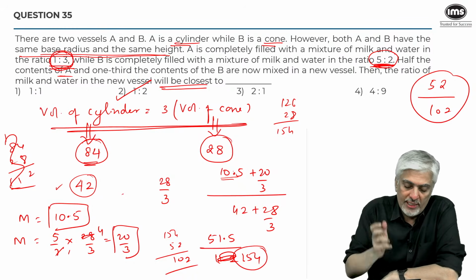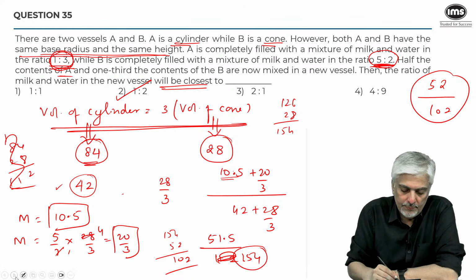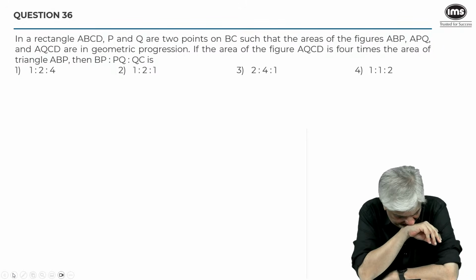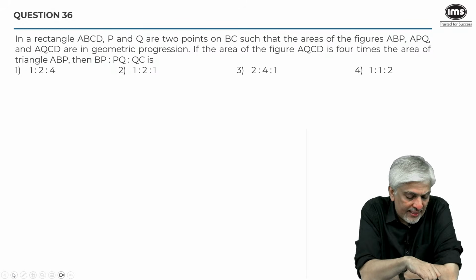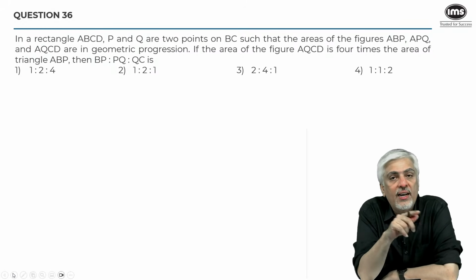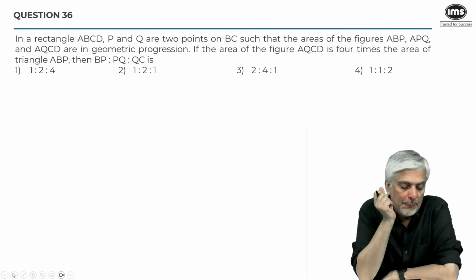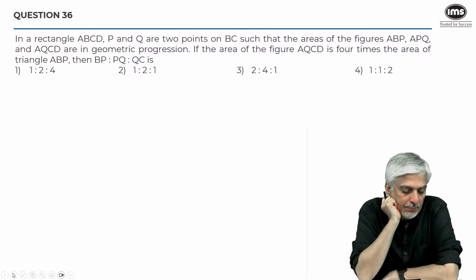Okay, let's go ahead. Yeah, Shubham, that's okay. 103 upon 30, no. That is 103 upon 30, it is milk to total. So subtract and get water in the denominator, Shubham.